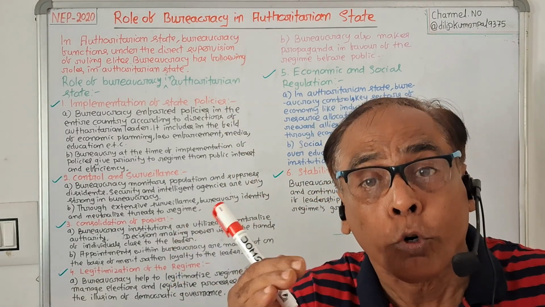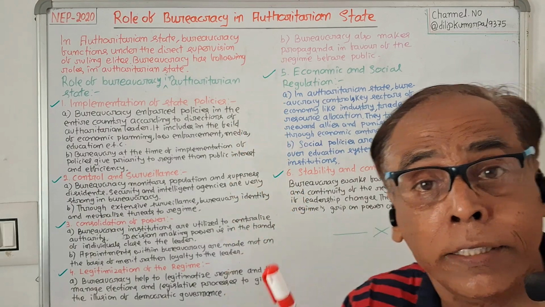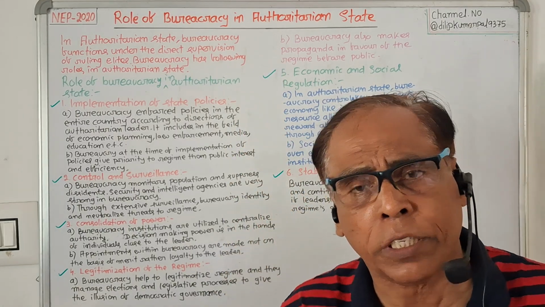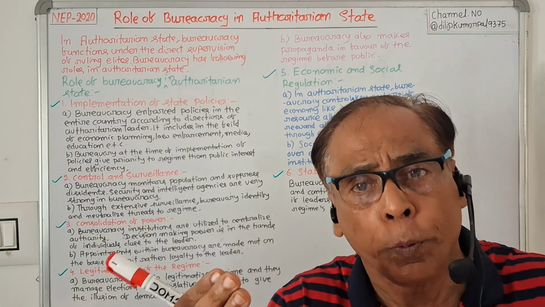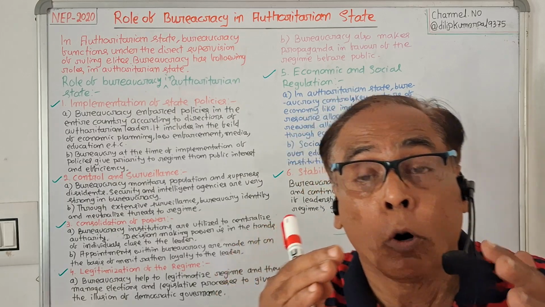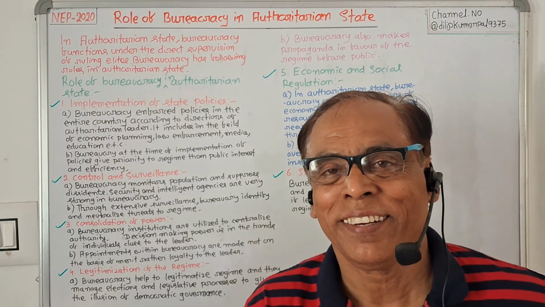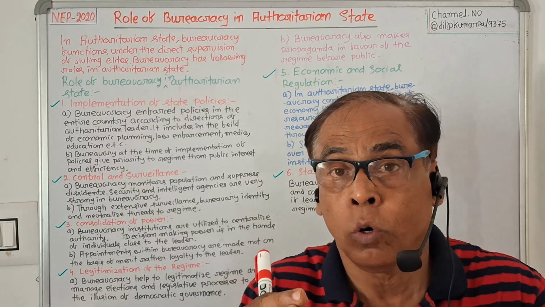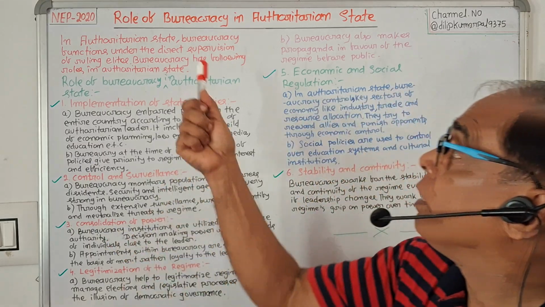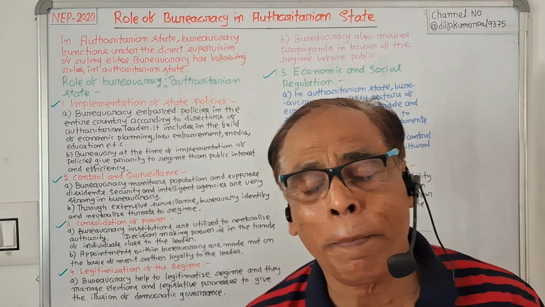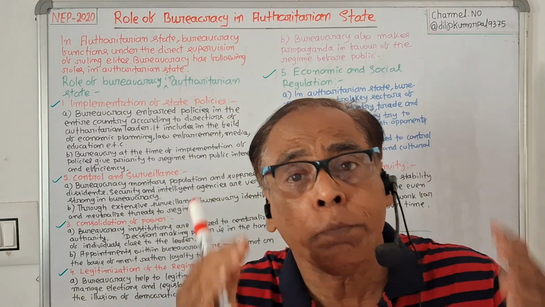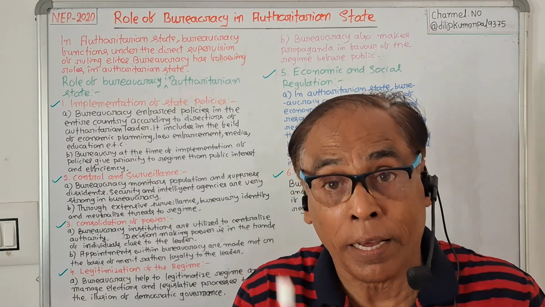This topic, role of bureaucracy in authoritarian state, is found in +3 second semester core paper number 4, which is comparative governments.